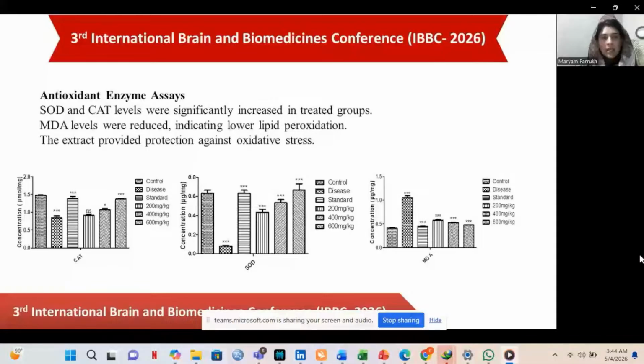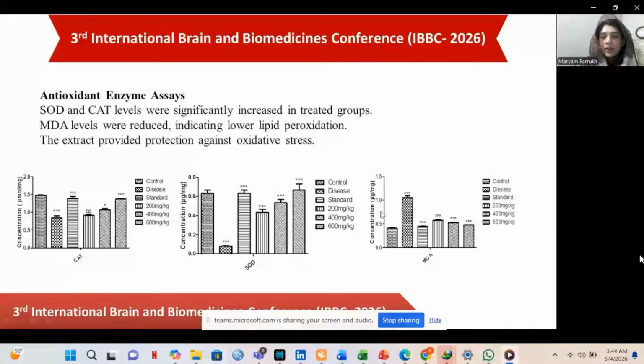The extract provides protection against oxidative stress. As you can see, the CAT level and SOD level were reduced in the disease group, while these were improved in the treatment group. On the other side, the MDA level was significantly high in the disease group, and it was reduced in the treatment group.